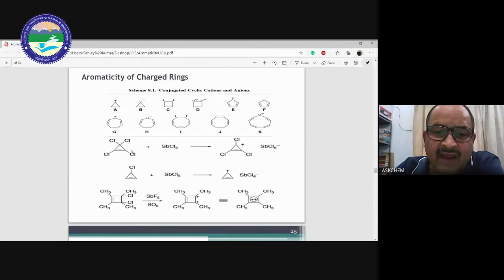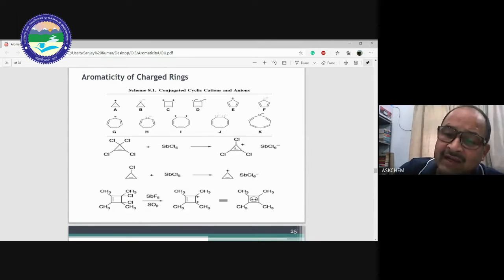Now see this reaction. The product is a perfectly crystalline substance. When this cyclopropene all-chlorine derivative is subjected to reaction with antimony pentafluoride, it gives rise to a crystalline substance. Crystallinity means that the cation is the cyclopropenyl cation, which has aromatic stabilization, and that's why it is very stable, and that's why its physical state is crystalline.